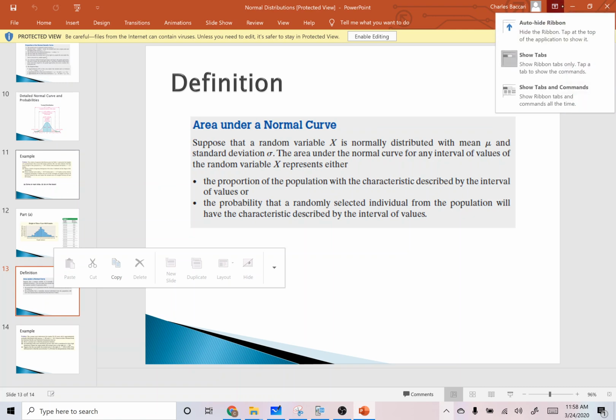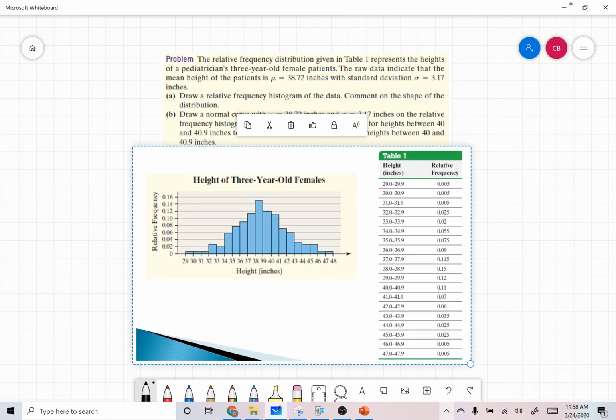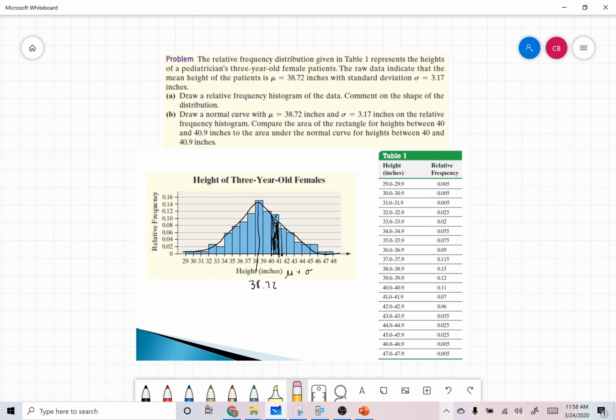So kind of just to reiterate real quick, because the area under this, based on this relative frequency for here, is 11%. We would expect that under this curve, if you were to do from 40.9 to 40, it would be about 11% as well. Okay, that's basically what that slide's saying. So the height between those is about an 11% chance of any randomly selected person being between 40 and 40.9 inches.